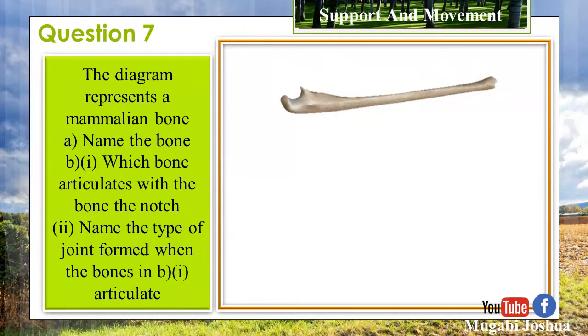Question 7. The diagram represents a mammalian bone. Part A. They want us to name the bone. When you look at that bone, it has got a notch. Therefore, that bone should be the ulna.